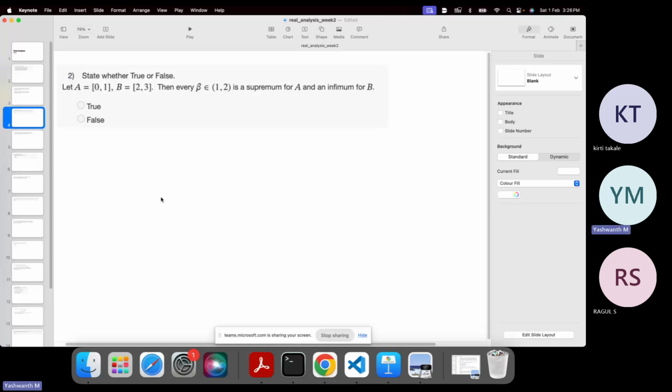Now the second question, that's what I started with today. The supremum and infimum. State which of these statements is true or false. A is [0,1]. By the way, A is closed, right? It is closed, and B is also closed. Then for every beta belonging to (1,2), that is a set lying between A and B, beta is a supremum for A and infimum for B. Is this true?